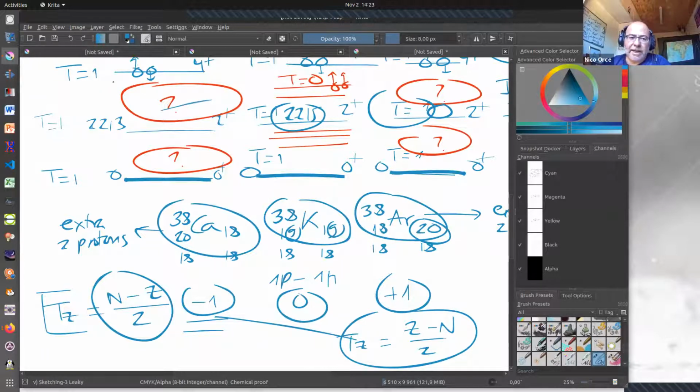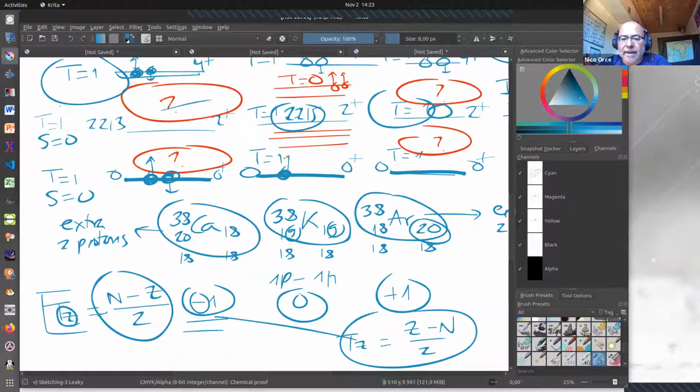At this particular stage, I want to know that when we look at the state, we know that the two spins are pointing up and down, right? So I want you to label T, not TZ. TZ is okay, you can also put it, but it's just a simple formula. In this case, neutrons will be 18 minus 20, which is minus 2, divided by 2, this is minus 1. What I'm really after is for you to label these: T equal 1, S equal 0, T equal 1, S equal 0. So you know that these are pointing up and down. These are doing the same thing, right?